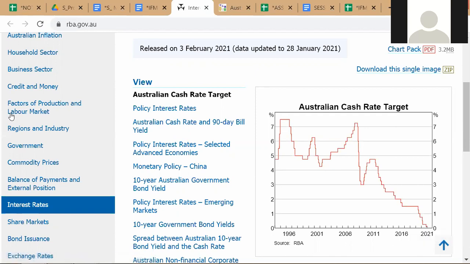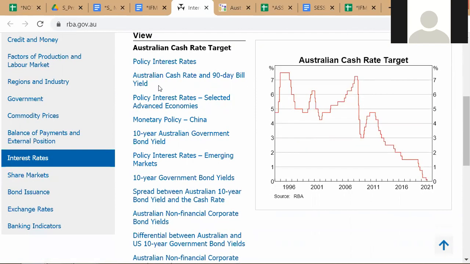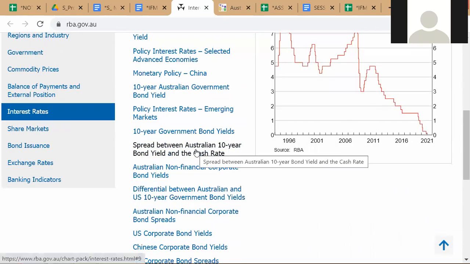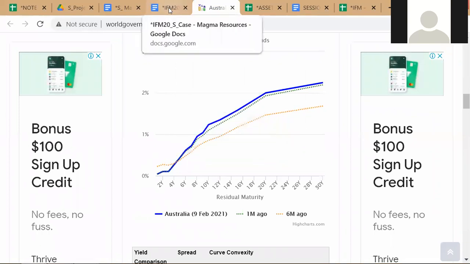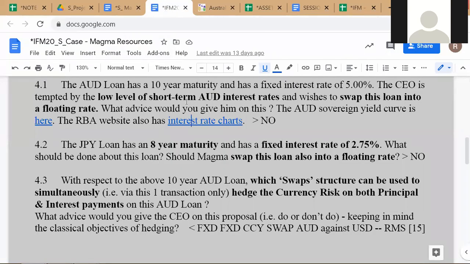So you have all this. This is just for your review. You can check these things out. You can close this now. We'll keep the yield curve because it's going to be useful. So that's the first kind of problem.